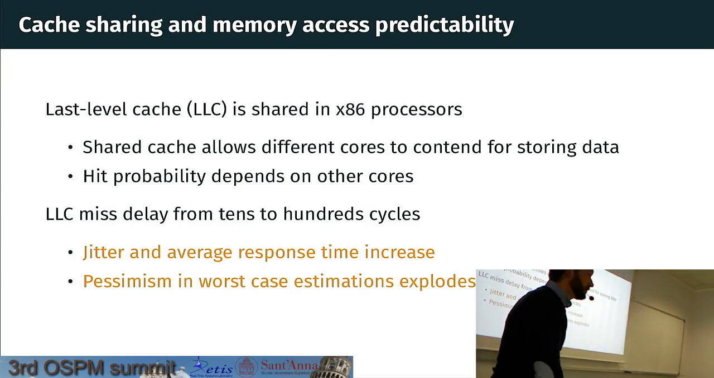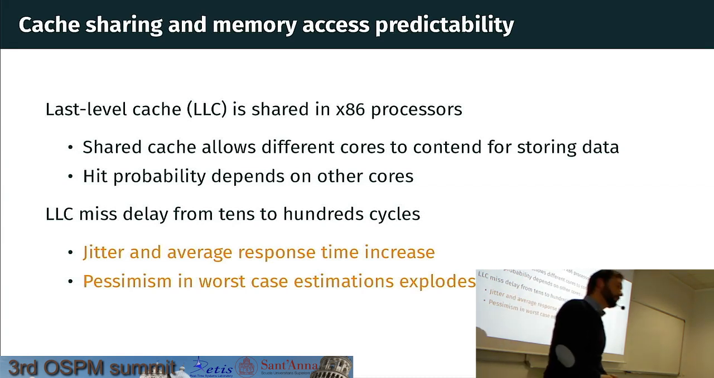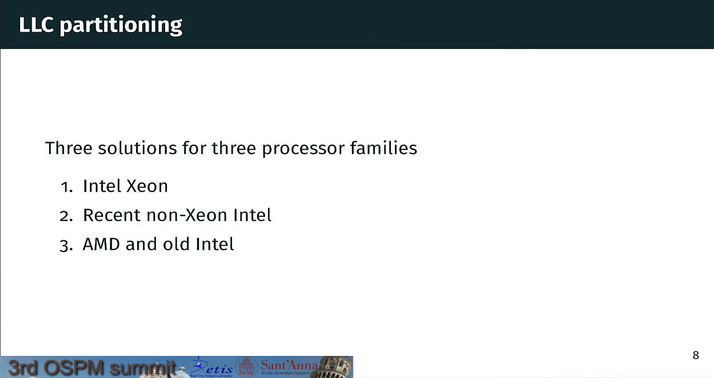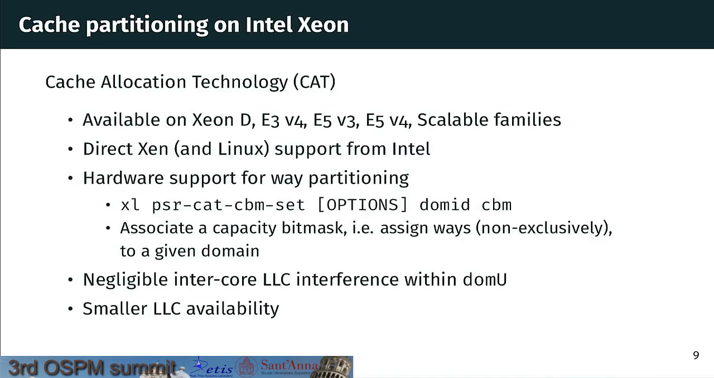The Intel stuff has cache allocation stuff where you can. Yes, and this brings me to the next slide. I'm going to tell you about three possible solutions. One is Intel Cache Allocation Technology. Many of you probably already know it. It's available on some Xeon families. We have a nice support in Xen and Linux.